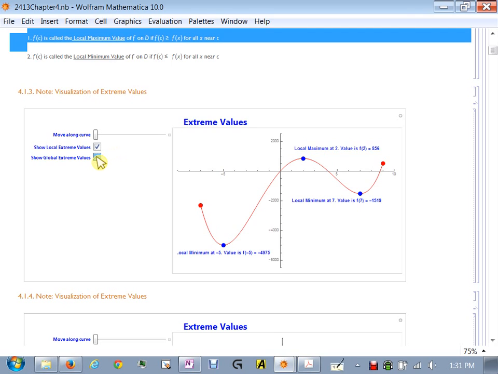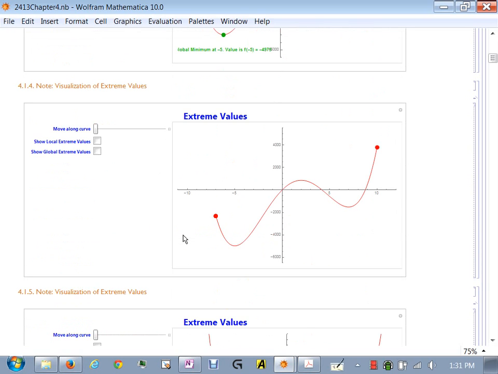Compare that to the globals. This is your global maximum. If you look at the entire function on the entire domain, that's the highest point. There's no other higher point. This one is the global minimum, the lowest point on the graph. See the difference?